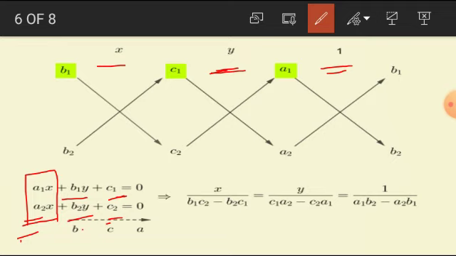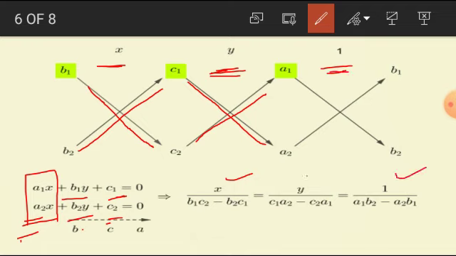So here, x divided by, now you have to cross multiply, b1 into c2 minus b2 into c1, is equal to y divided by c1 into a2 minus c2 into a1. Next, that is equal to 1 divided by a1 into b2 minus a2 into b1. This is the formula where we can get the x and the y values.